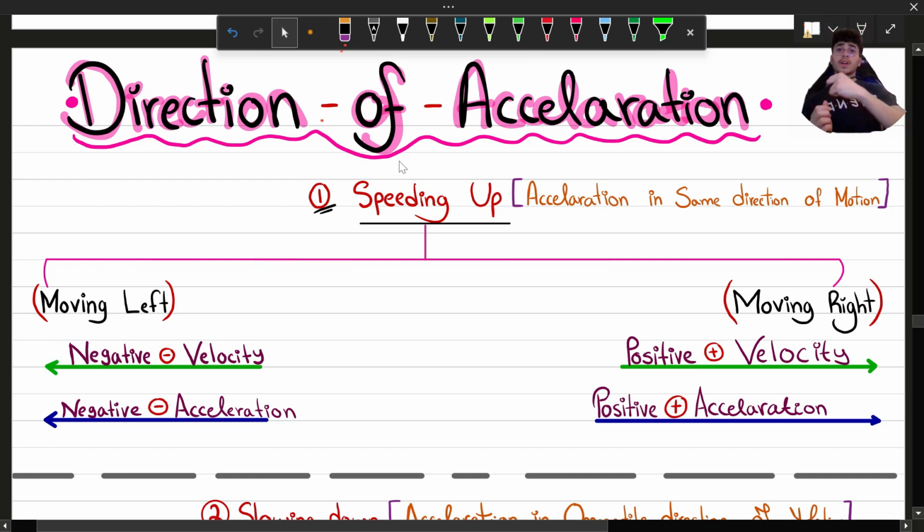So if an object is speeding up to the right, it has positive velocity and positive acceleration because it's speeding up. So its acceleration is in the same direction of motion. If an object is moving to the left, it has negative velocity and negative acceleration because, again, acceleration is in the same direction of motion.